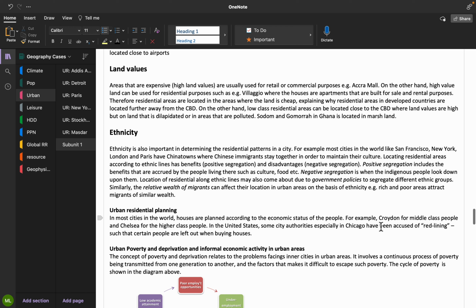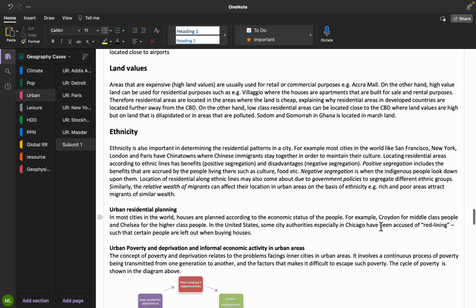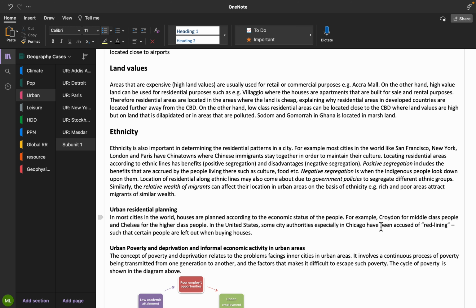So, for example, let's think of San Francisco, New York, London, and Paris, Japan. They all have Chinatowns. Chinatowns, where Chinese immigrants stay together in order to maintain their culture, are really prevalent. You can see it in almost every single country.